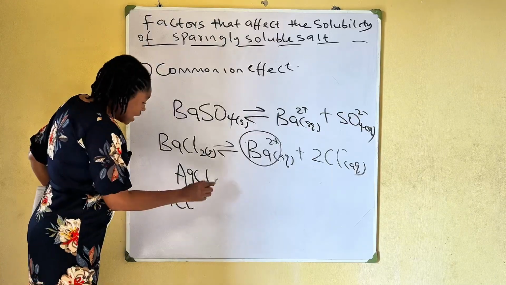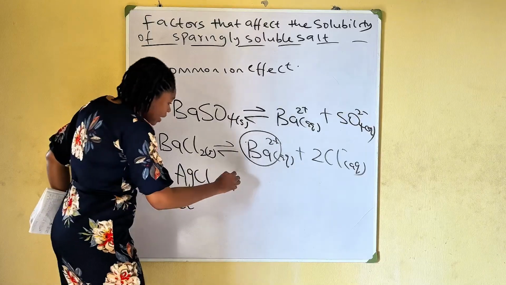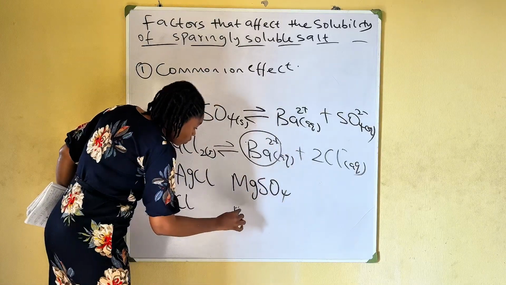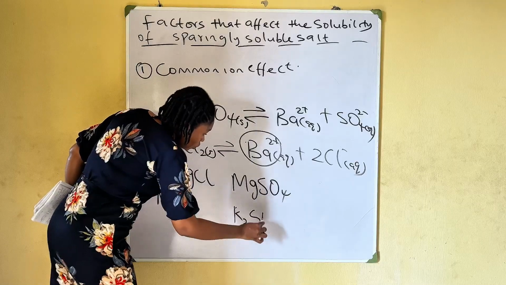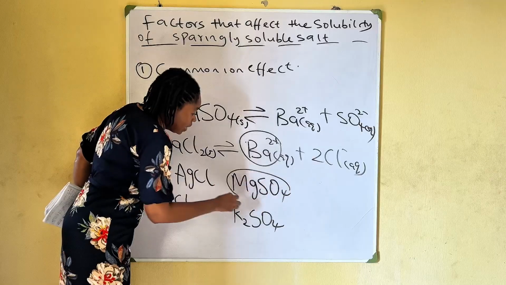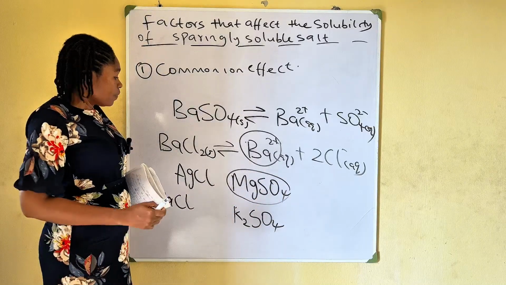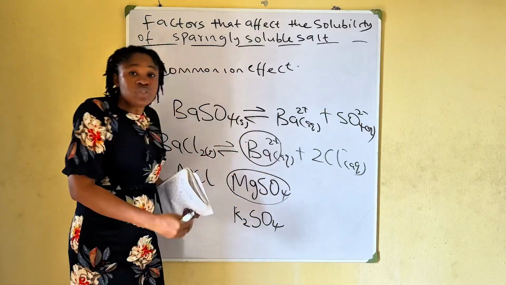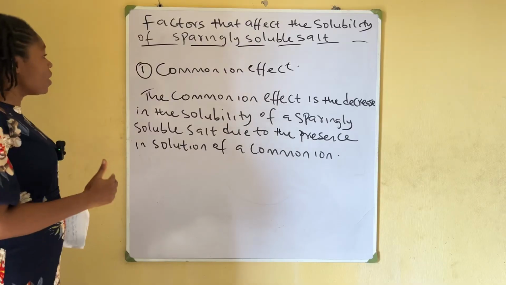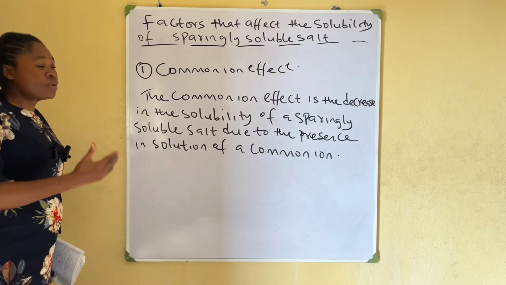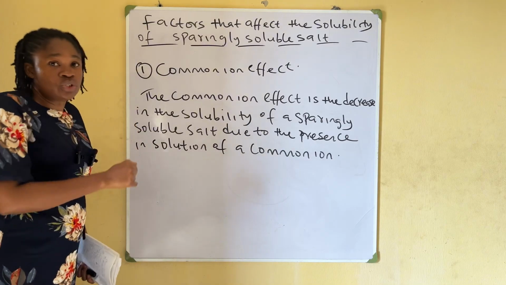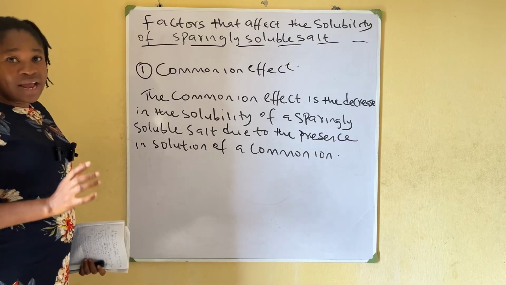So there are so many examples. I have magnesium sulfate. If I introduce potassium sulfate into this saturated solution of magnesium sulfate, the solubility of magnesium sulfate is going to decrease because of the common ion effect. So the common ion effect is a decrease in the solubility of a sparingly soluble salt due to the presence in solution of a common ion.